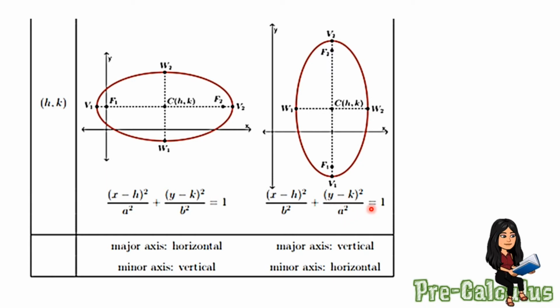If you notice, it has the same standard form of equation as the ellipse whose center is at the origin. What was added to our equation? We just put h and k, h for x and k for y, since we will now have the values for our center, because it is no longer 0, 0.